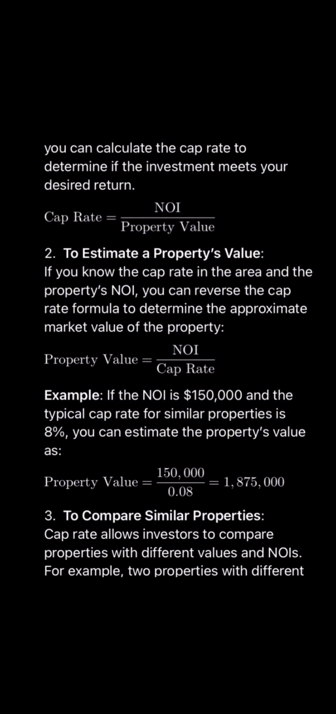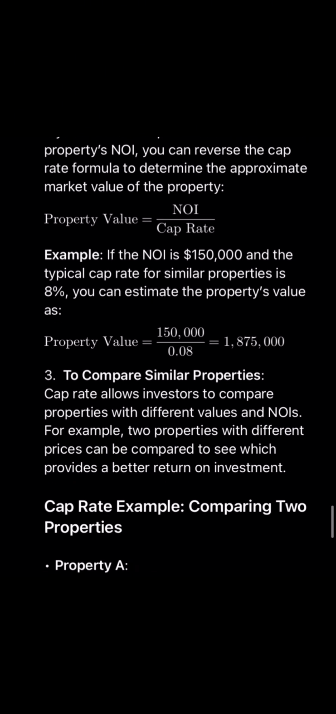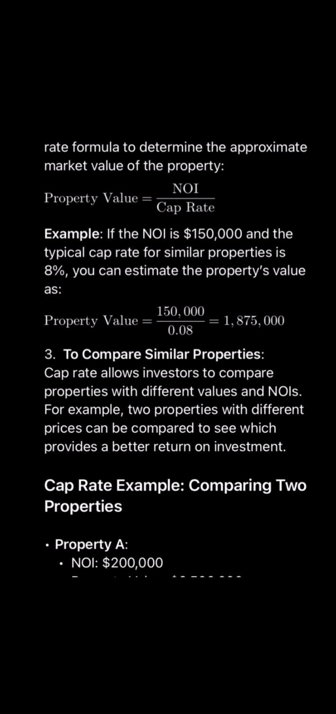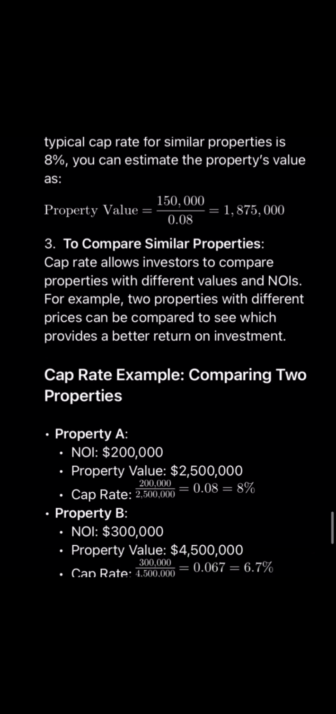2. To estimate a property's value. If you know the cap rate in the area and the property's NOI, you can reverse the cap rate formula to determine the approximate market value of the property. Property value equals NOI divided by cap rate. Example: if the NOI is $150,000 and the typical cap rate for similar properties is 8%, you can estimate the property's value as 150,000 divided by 0.08, which equals $1,875,000.